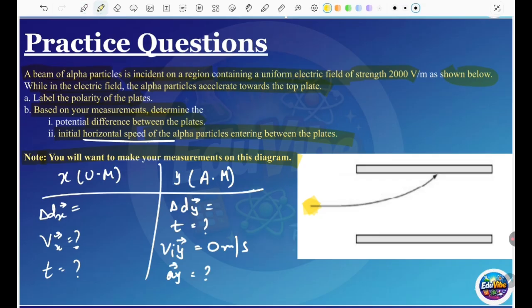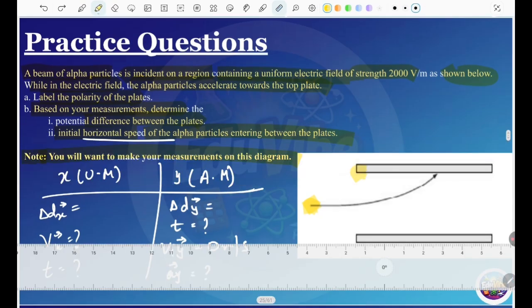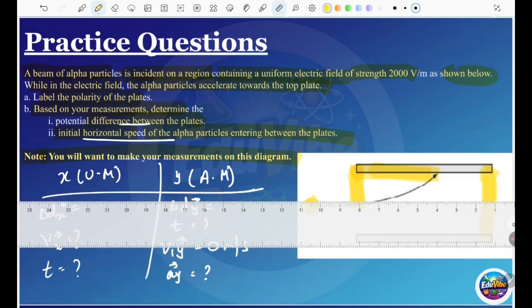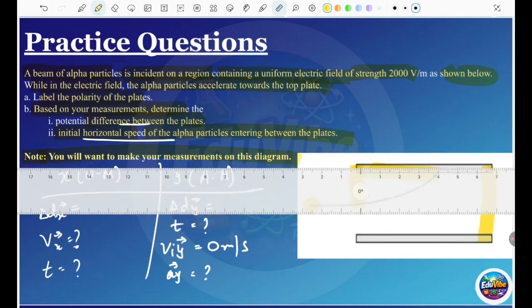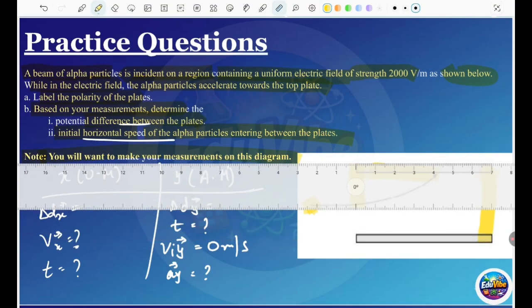How? With the help of the scale. This one we have to measure, and this one we have to measure. And for finding the potential difference, we want delta d, which is the separation distance between the two plates, so we also have to find this. This is your delta dx, this is your delta dy, and this is your delta d. To find this, you have the scale. It is at 0 until that arrow, so it's basically 4, which is 4.00 centimeters.